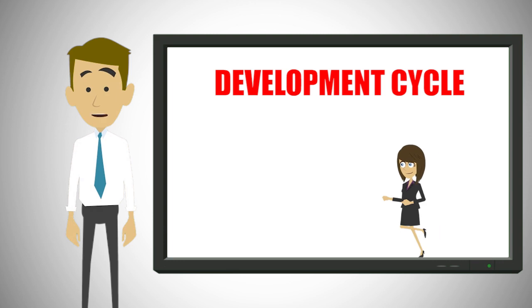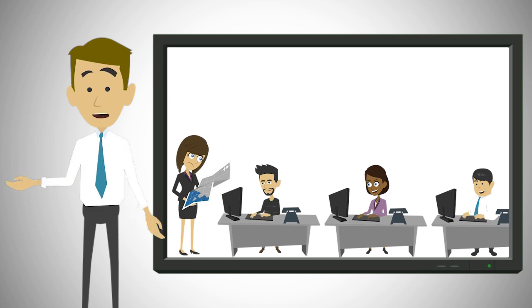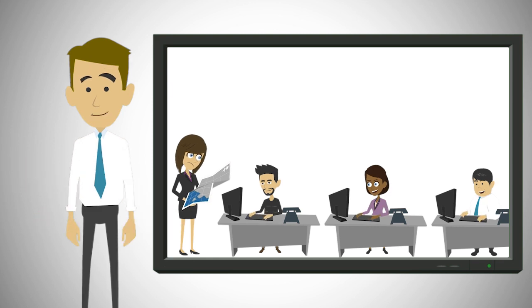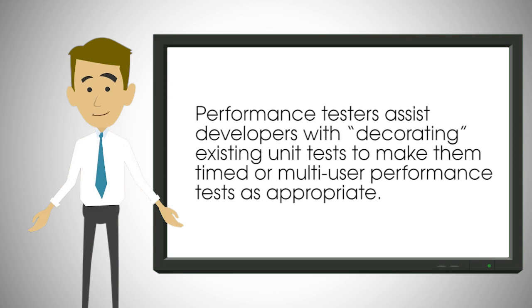Another key aspect of shifting performance left in the development cycle is unit and component level performance testing. First, performance testers and developers must work together to map the appropriate user stories onto system components to create a focus for unit and component performance testing activity. Next, performance testers assist developers with decorating existing unit tests to make them timed or multi-user performance tests as appropriate.